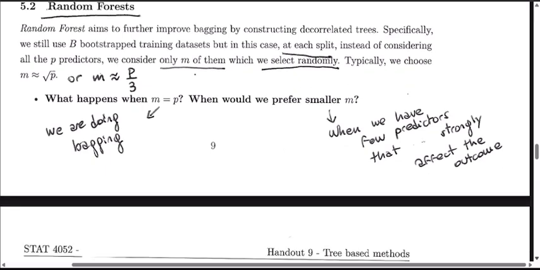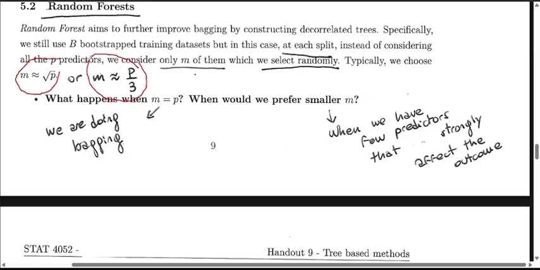Now, that was what I'm trying to talk about here. We're still using the B bootstrap to train the data set. But instead of considering all the predictors, we only consider a random subset of the predictors. And that's what you see. What is the formula? The formula is: if I have p predictors, find the square root, because we want to compress that, or you do one third of that.